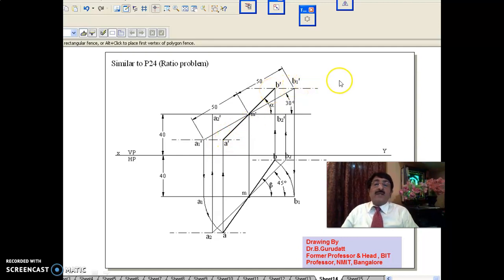This is a very good problem, which they keep giving in the exam. Unless you know the basics, you can't do such problems. Please practice. Okay. Now we come to the end of session 11. We'll continue this in session 12.